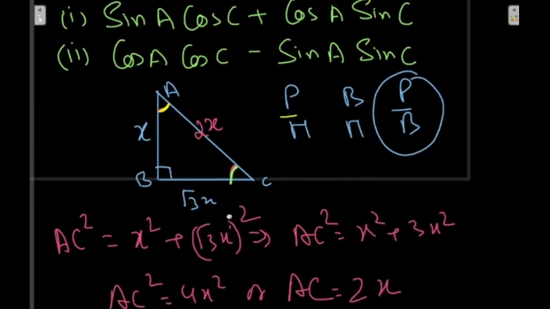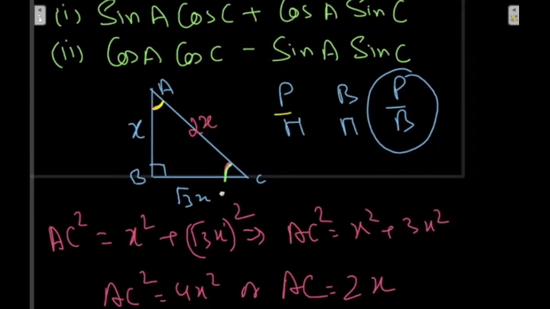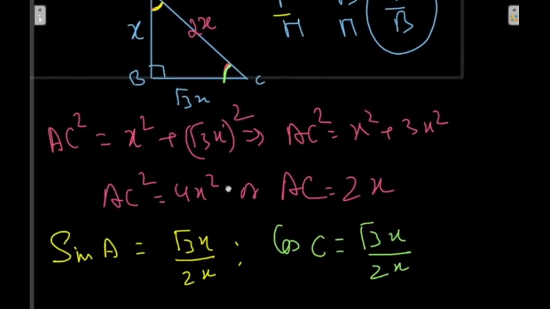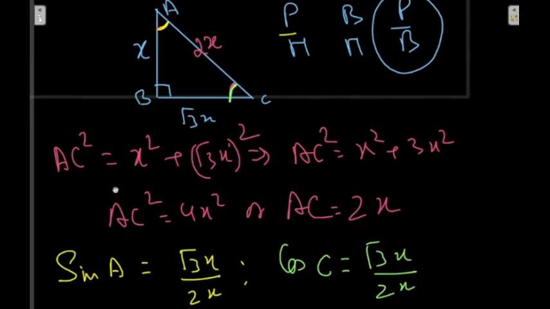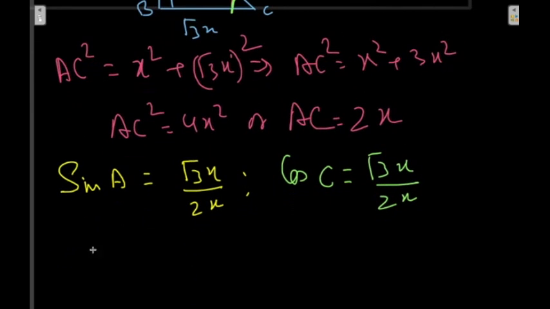Then what more value do you have to find? Cos of A and sine of C. So again the cos of A. Again this angle, cos is base over hypotenuse. So this becomes base, this becomes hypotenuse. So cos of A is x over 2x.